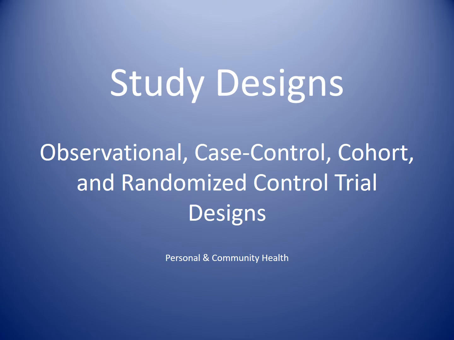Hi, this is Module 3. Today we're going to be talking about different study designs that can be used to study the epidemiology of physical activity. Specifically, we're going to talk about 4 types of study designs: observational, which is also called cross-sectional, case control, cohort, and randomized control trial.